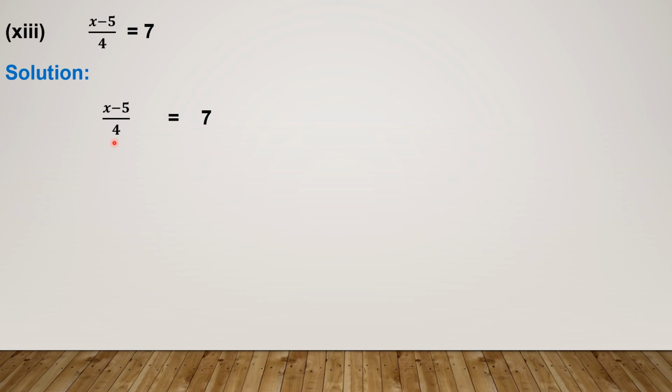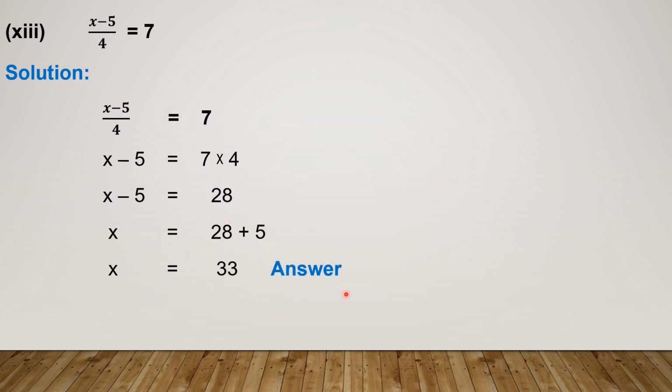Since 4 is divided over here on left hand side, so when we move on right side, it will be simply multiplied. 7 multiplied by 4. Multiplied these two values in next step, we will get 7 4s are 28. X minus 5 is equal to 28. Again, we need x alone, so we will move minus 5 on other side. When you move minus 5 on right side, you will get plus 5. 28 plus 5. Add these two values, we will get 33. That is solution and answer of this equation.